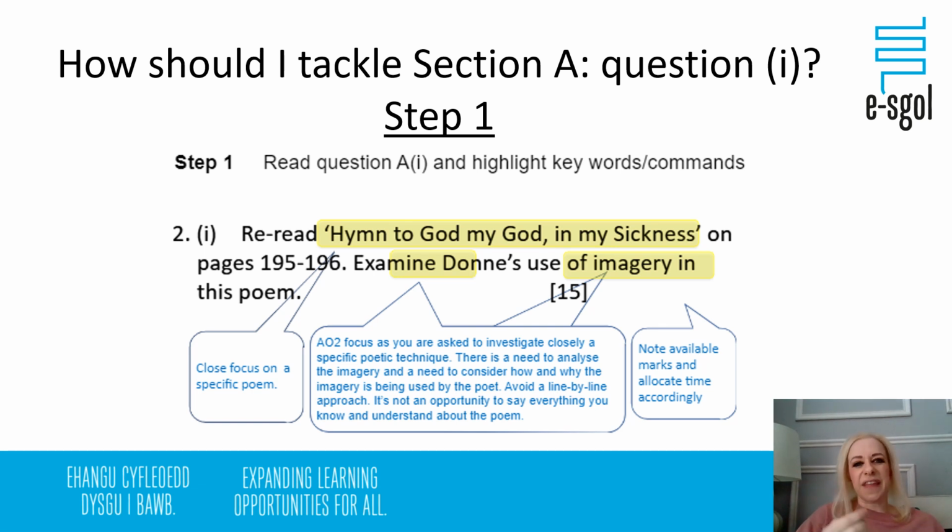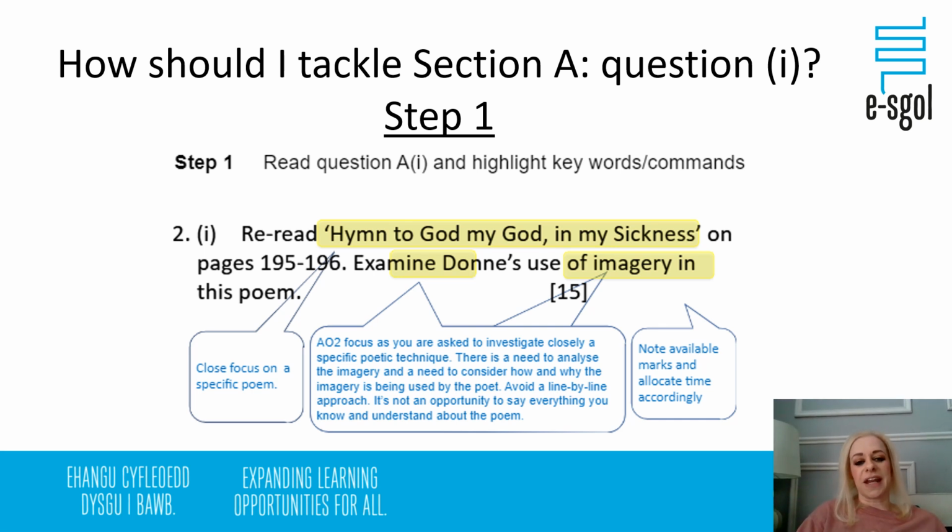So let's have a look at those steps in a bit more detail. Step 1, read the question and highlight the key words or commands that have been asked. And here's an example of a John Donne question. It does not matter if John Donne is not the poet that you have been studying, because all of the questions will be asked in a similar way.